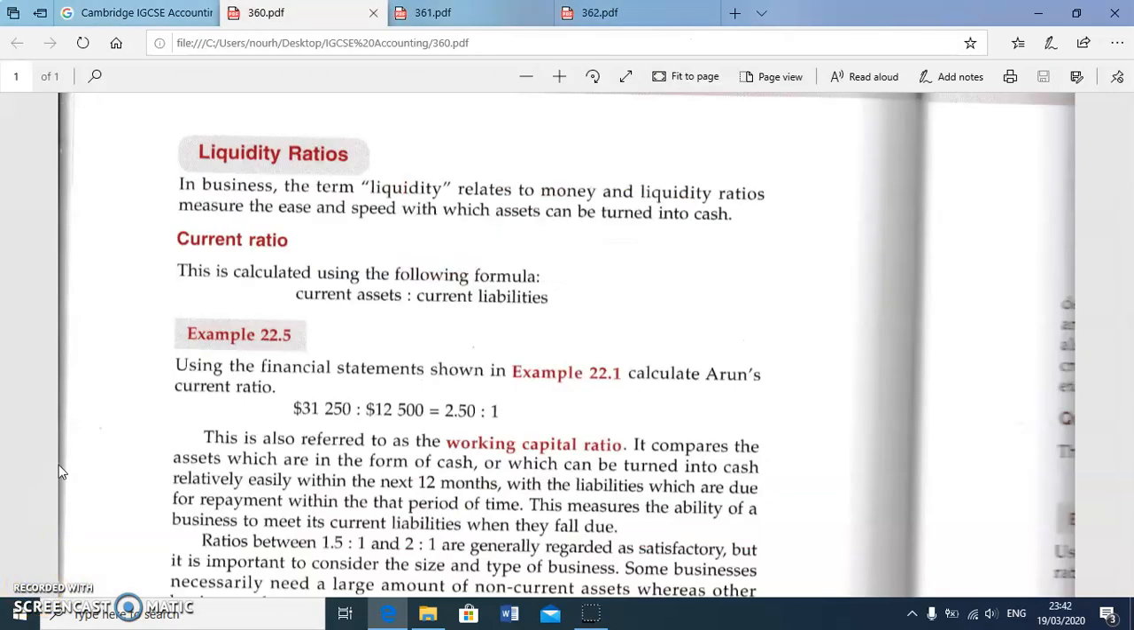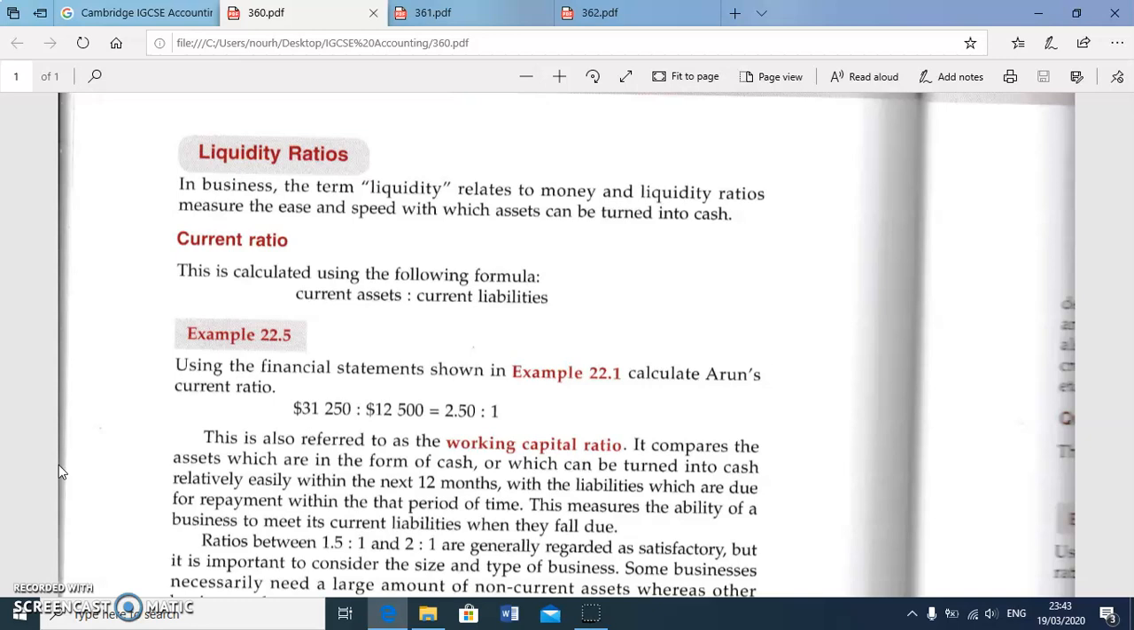These were the three profitability ratios: return on capital employed, gross profit in terms of sales, and net profit in terms of sales. We use the three profitability ratios in order to check how profitable the business was in the ended financial year, and use these ratios in order to compare the performance of the business with previous years and compare it with other businesses. Then we are moving to the liquidity ratios.